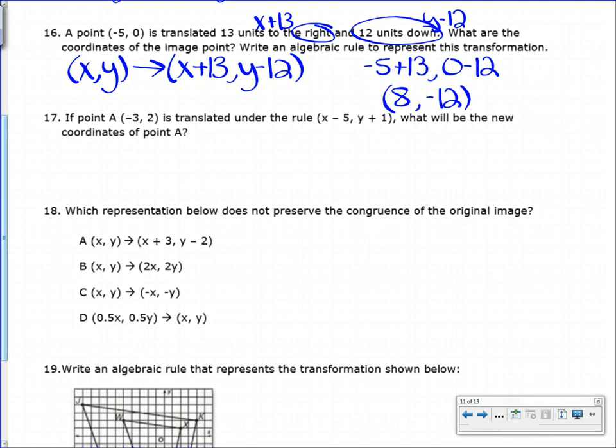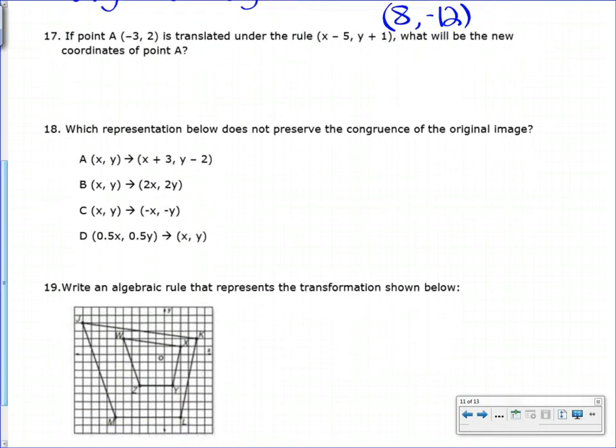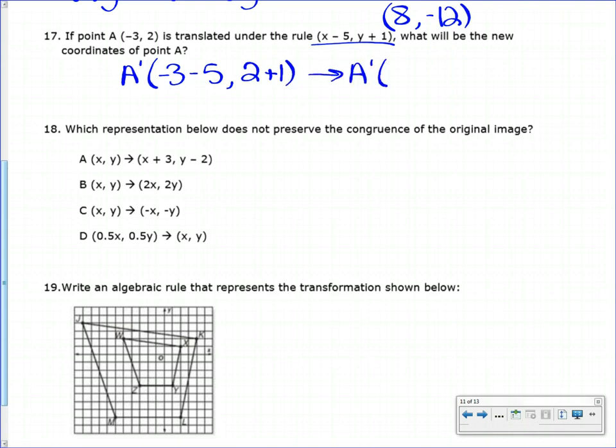Number 17. If point A at negative 3, 2 is translated under this rule, x minus 5, y plus 1, what are the new coordinates? So A prime, we're going to take negative 3 and minus 5, and then 2 plus 1, and then simplify. So A prime is at negative 8 and 3.